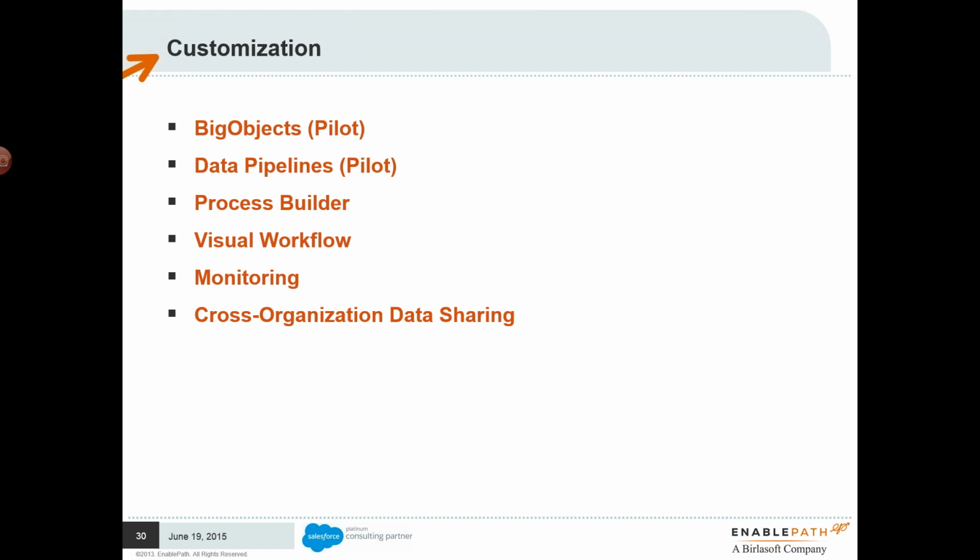So the first customization enhancement we'd like to draw attention to is what's called Big Objects. Big Objects is a new capability to Salesforce. It allows you to store and manage your data at scale on the Salesforce platform. This feature helps you engage directly with customers by preserving all your historical customer event data.